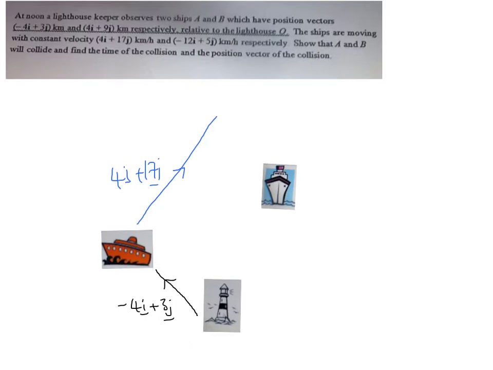Okay, our other ship, where is he? 4i plus 9j. So he's starting off there. Now his velocity vector is -12i plus 5j. So every hour he goes -12i plus 5j. So he's heading off in this direction, and every hour that's what he does.